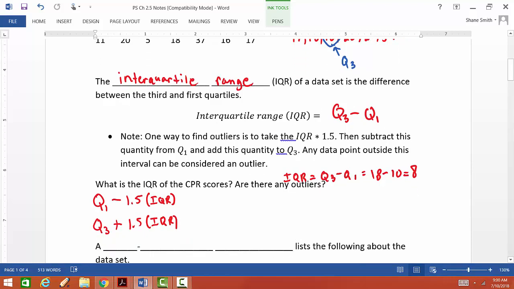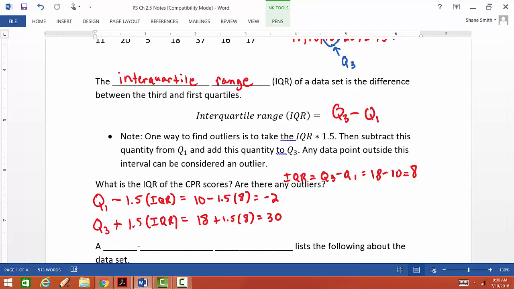So we're going to take our first quartile, which is 10, and we're going to subtract 1.5 times 8, which is negative 2. And we'll do the same thing for the third quartile, but we'll use 18, which is 30. So if you look at negative 2 and 30, what you want to ask yourself now is, are there any numbers in our data set that are outside that range?